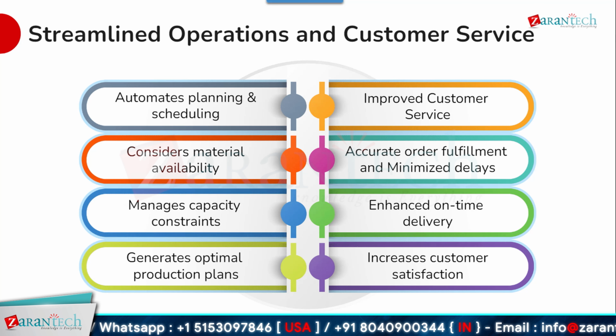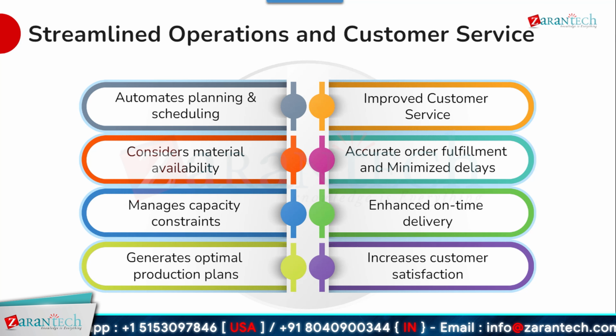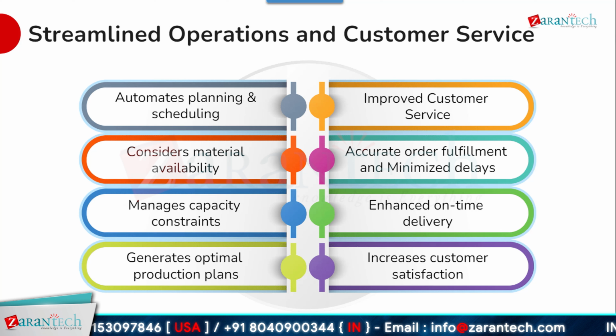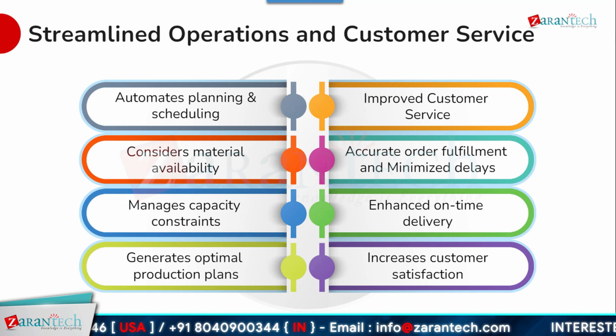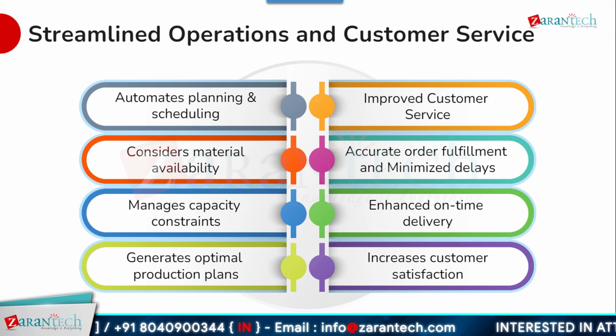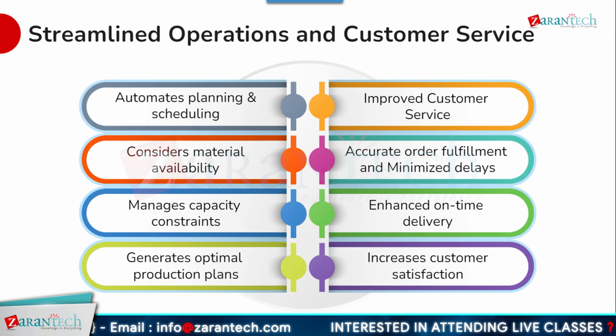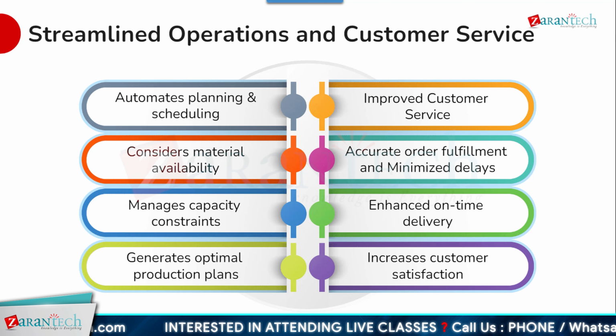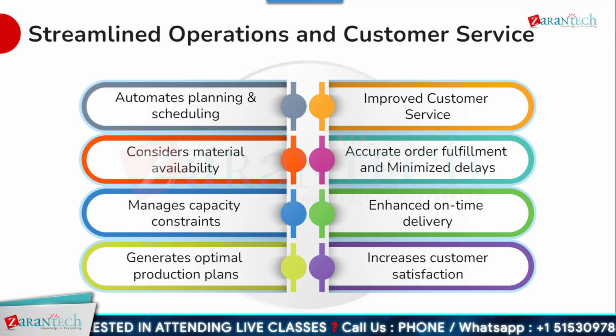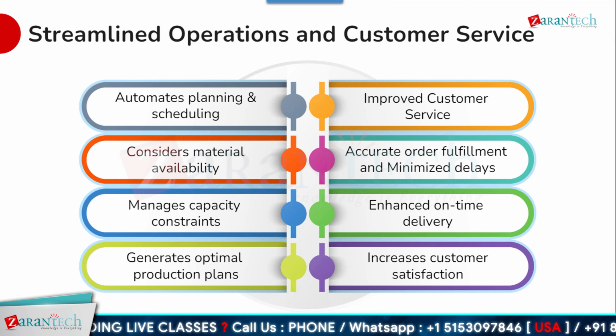And by generating accurate and reliable production plans, PPDS basically helps to improve on-time delivery performance. It enables businesses to fulfill customer orders accurately and minimize delays. And enhanced customer service is achieved through shorter lead times, improved order fulfillment, and proactive communication. So PPDS basically supports real-time visibility into production status, enabling better coordination with customers and timely resolution of issues.